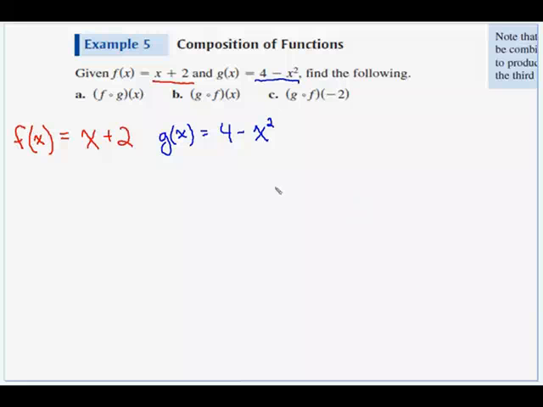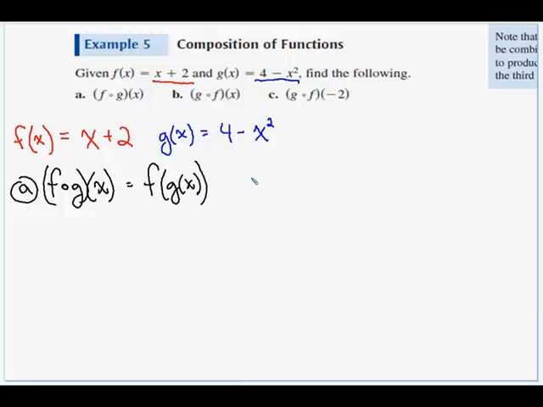So let's do the first one here. For part A, we want to find f composed with g of x, or I like to write it as f of g of x, because here we can see that the g of x is the inner function. The inner function is going to be run through the outer function. So my inner function here is g of x. That's this g of x. I'm going to wrap this g of x up like a Christmas package, and I'm going to plug it in right there into the f function.